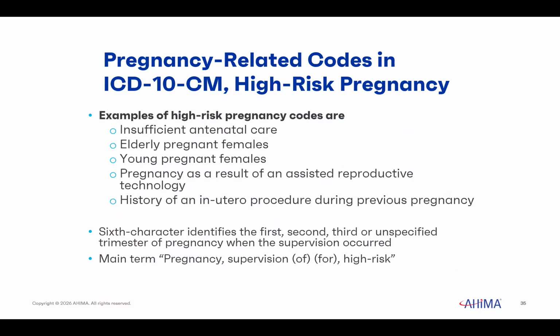And some examples of some of these high risk pregnancy codes. We see insufficient prenatal care, elderly pregnant females, young pregnant females, pregnancy as a result of assisted reproductive technology, and so on. The sixth character in the code will identify the first, second, third, or unspecified trimester of the pregnancy when the supervision occurred. The main term, of course, is pregnancy, supervision of high risk.